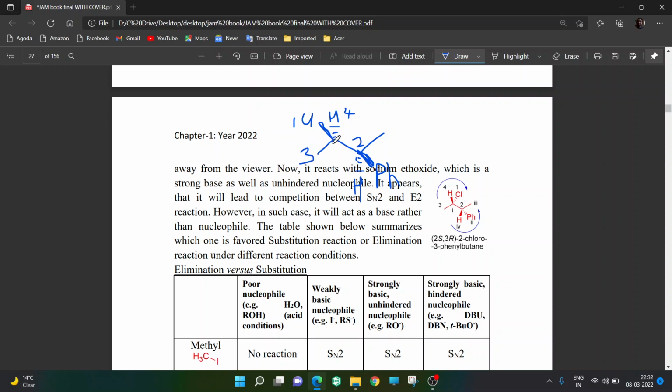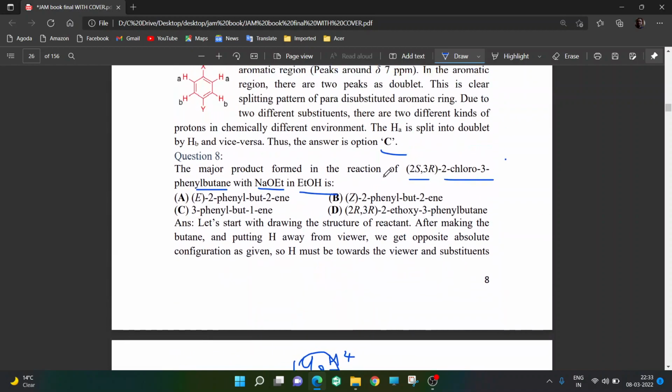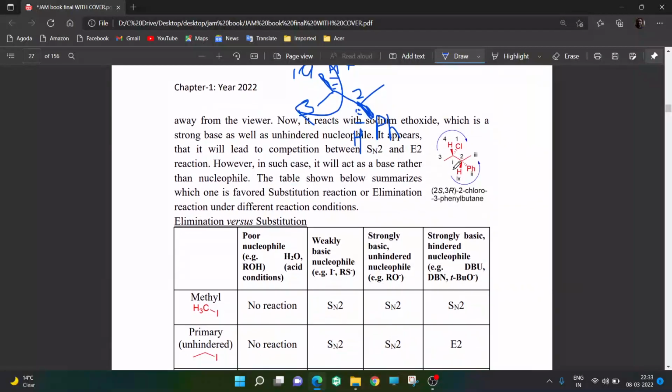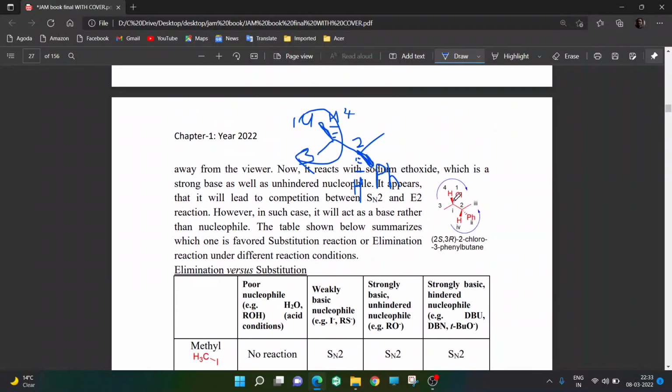Now we look at the three-dimensional location of substituents 1, 2 and 3. They are clockwise, so it should be R. But the question says 2S, and therefore I reversed it here. So I put H in front and Cl behind. Similarly, you look here. This hydrogen gets fourth preference, no doubt about it. Let me just rub out other things to remove the confusion.